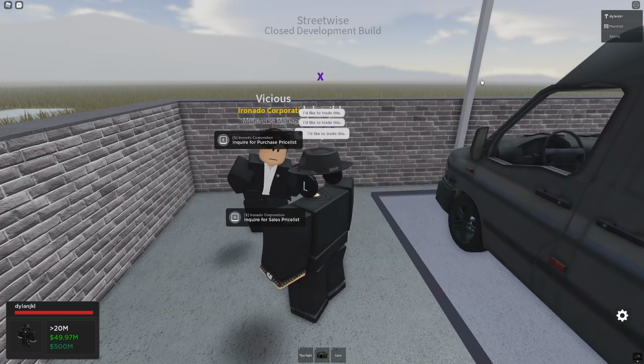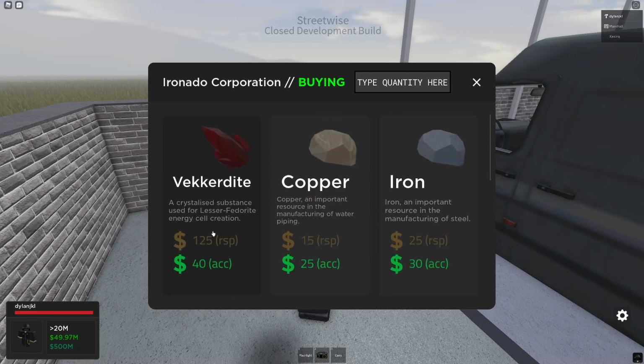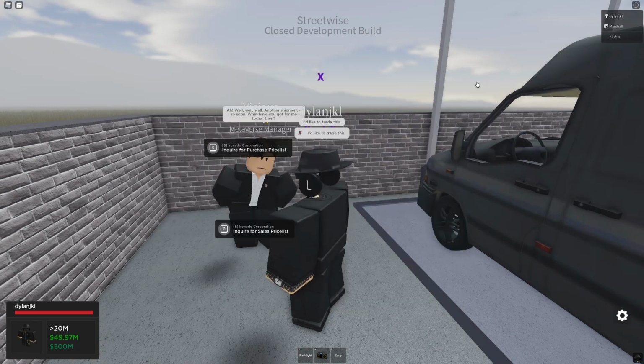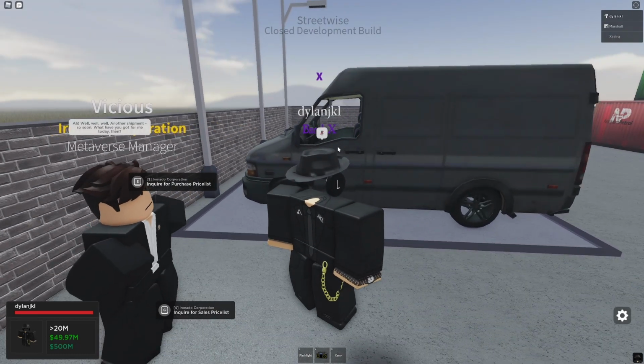The price is now at something like 50 a unit, 40 a unit. So if we were to buy up all of the PRED here and sell it at the other place, we'd make a massive profit. That's the basics of how to use the stock system or the economy system in Streetwise.